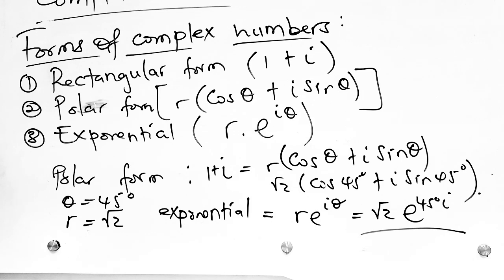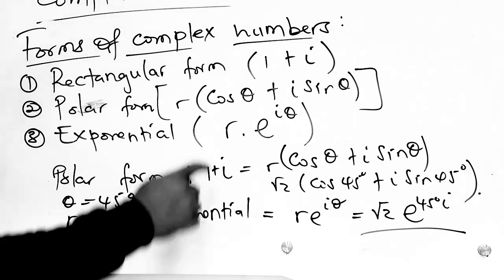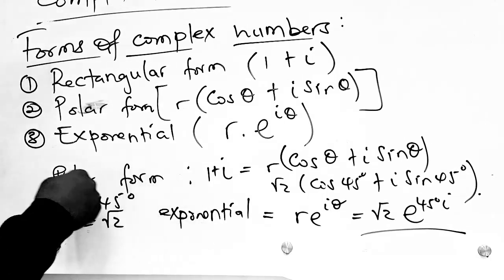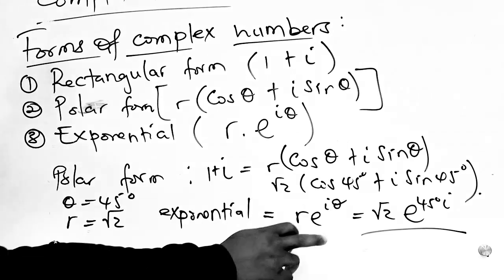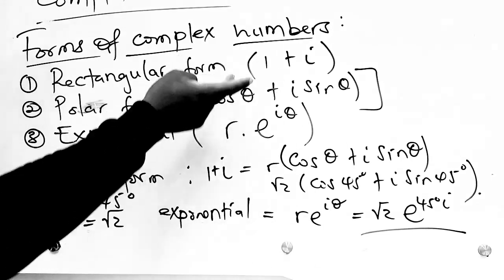So this is how we represent a complex number in three different forms. If you are given a complex number in exponential form, you must know how to change it to rectangular form. Also, if you are given a number in polar form, you must know how to take it to exponential or to rectangular form.